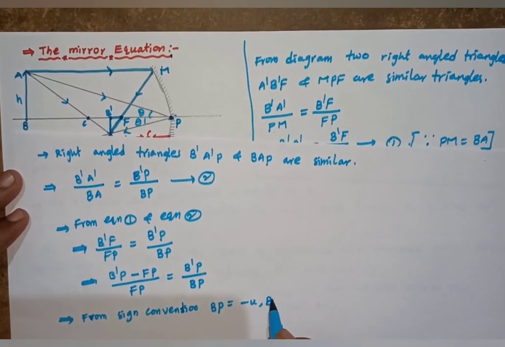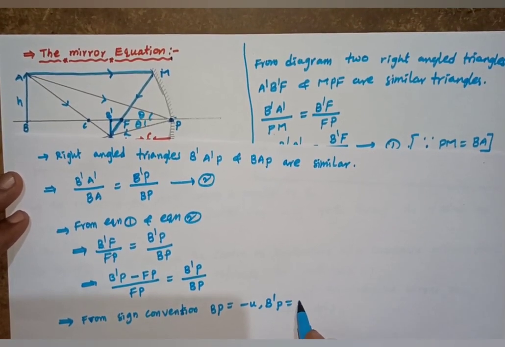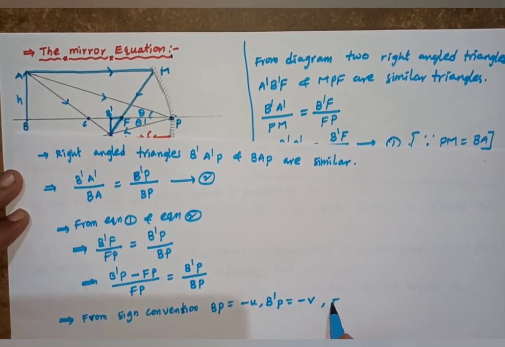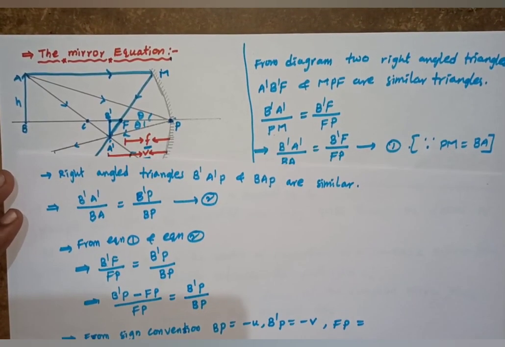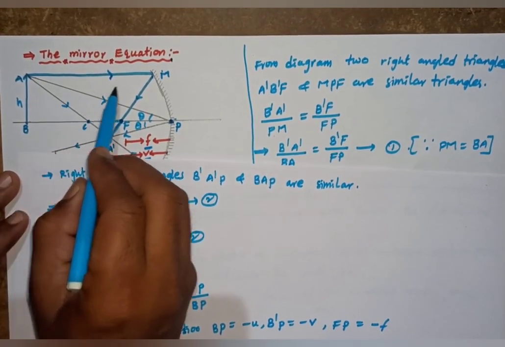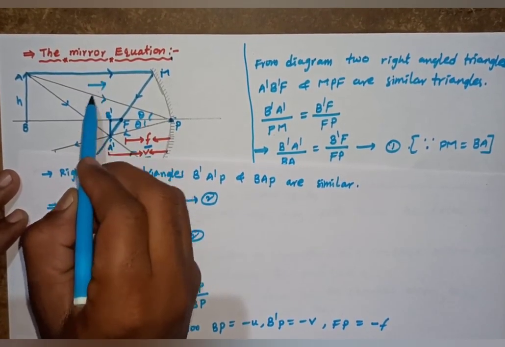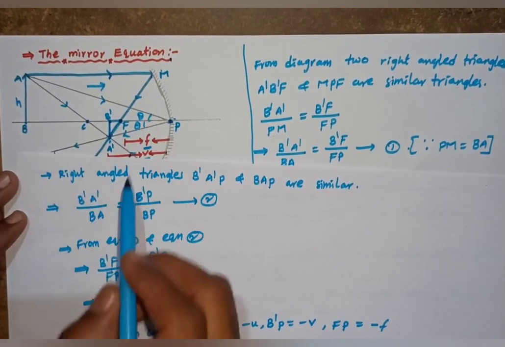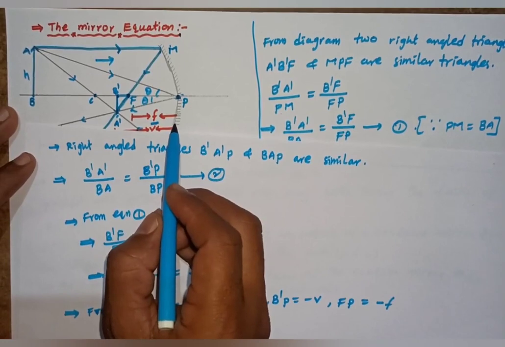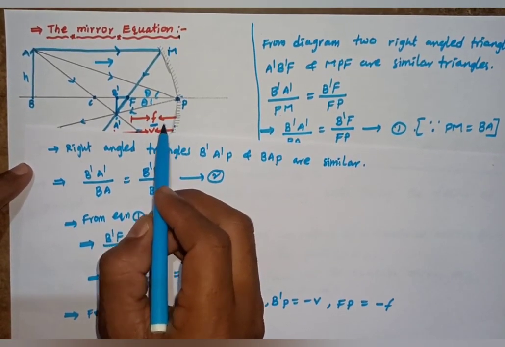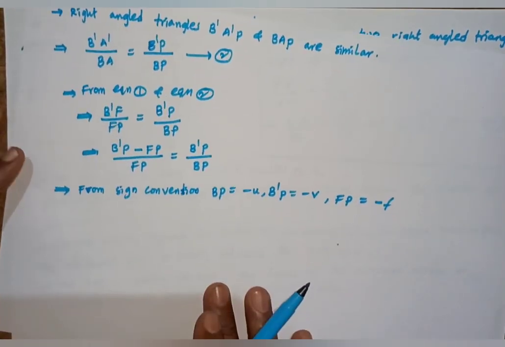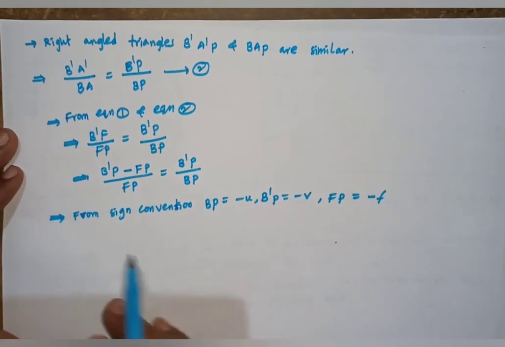So B'P equals minus v, and FP equals minus f, because the incident ray is from left side to right side. All distances are taken from left side to right side, so all are negative. So we can substitute these distances in the above equation.